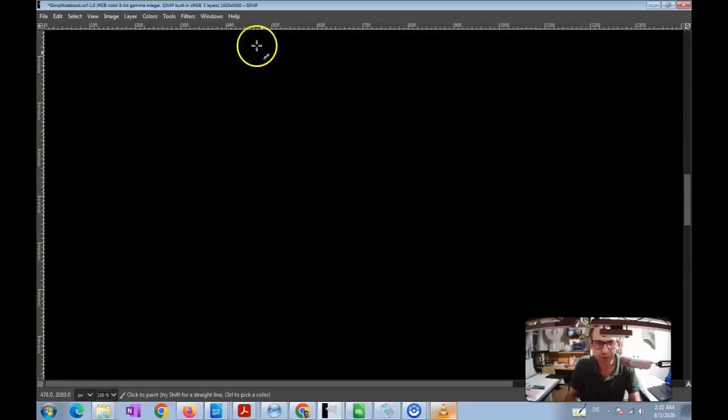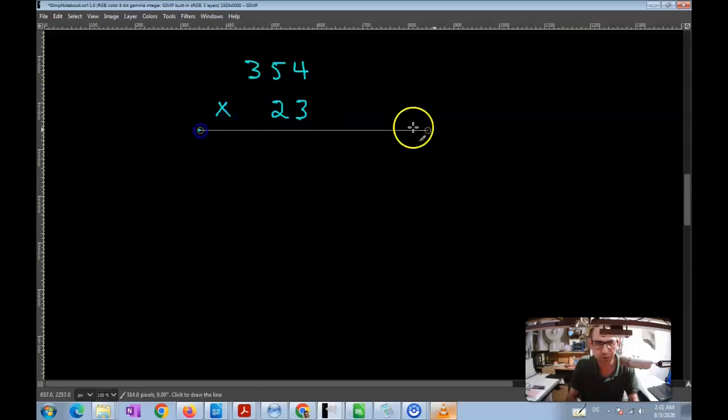In this calculation, we will get 354, for example, as a 3-digit number, and a 2-digit number, for example 23, and we want to do this calculation. Okay, so how do we do that? So again, that's 354 times 23.